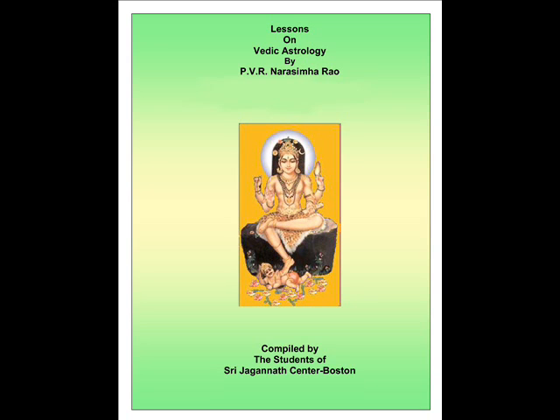Are there any other influences on the first house? The first house is aspected by Jupiter. He is well placed in the 9th house, in the Ashtavarga also. And the 5th house is aspected by Mercury and Moon.